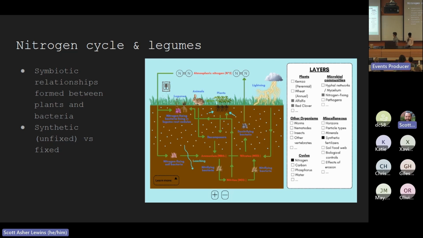Nitrogen fixing plants are legumes such as alfalfa, clovers, green beans, soybeans, and etc. These nitrogen fixing plants have nodules in their roots that house bacteria, again called rhizobia, that fix nitrogen into ammonia, a fertilizer that is a different form of nitrogen that can be used by plants.